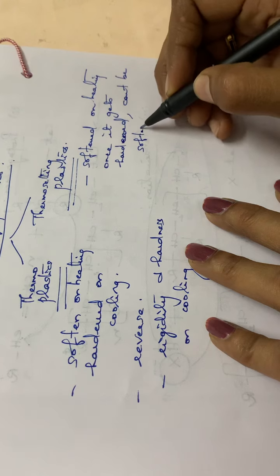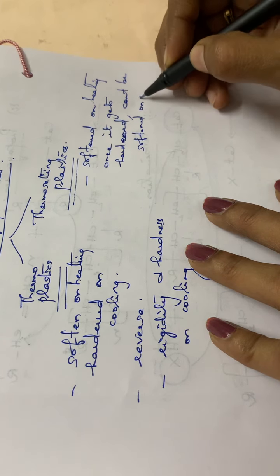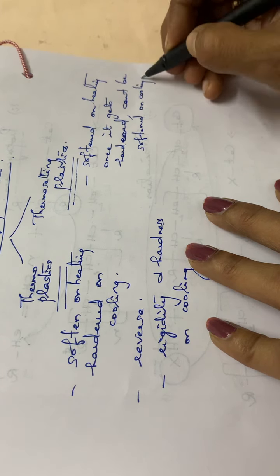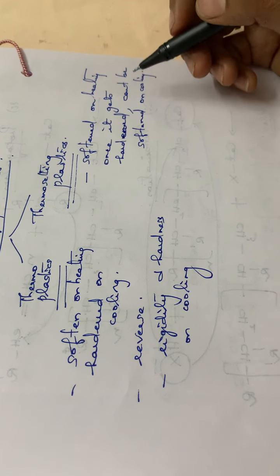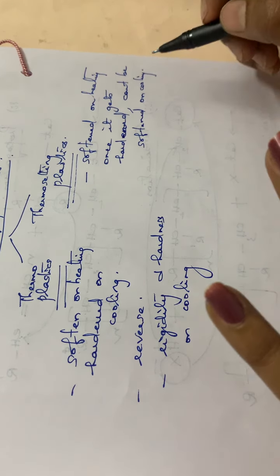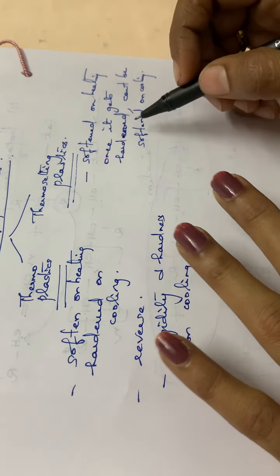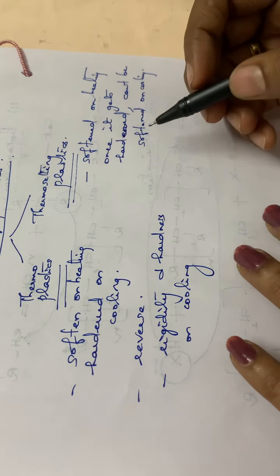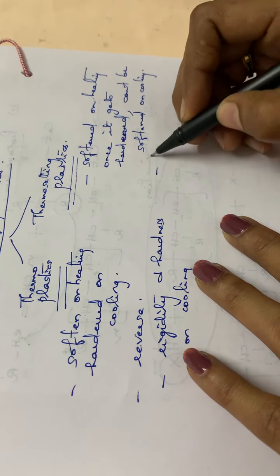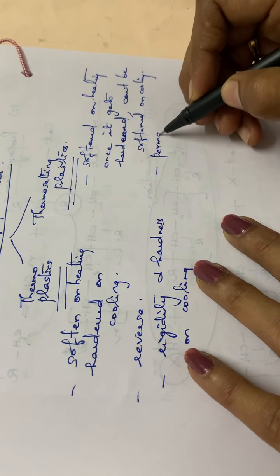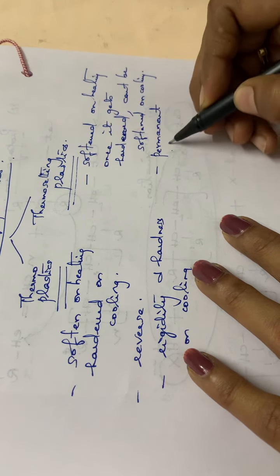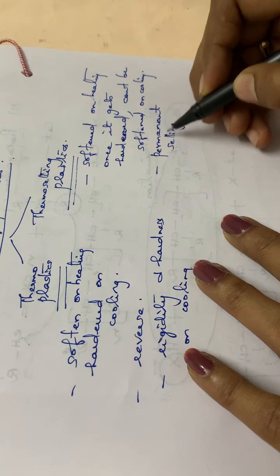Can't be softened on cooling. Okay. So it is not a reverse process or no physical change. That is, once it is hardened, it is hardened. It cannot be softened back. Okay. So they are permanent setting resins. These thermosetting plastics, they are permanent setting resins.